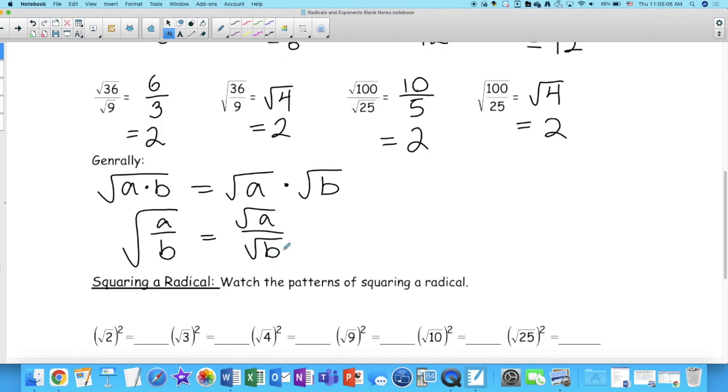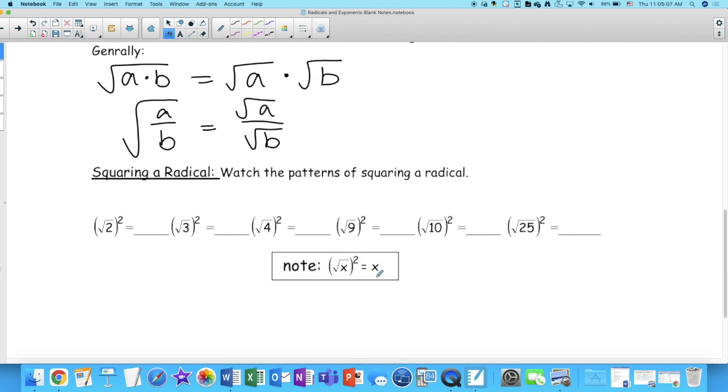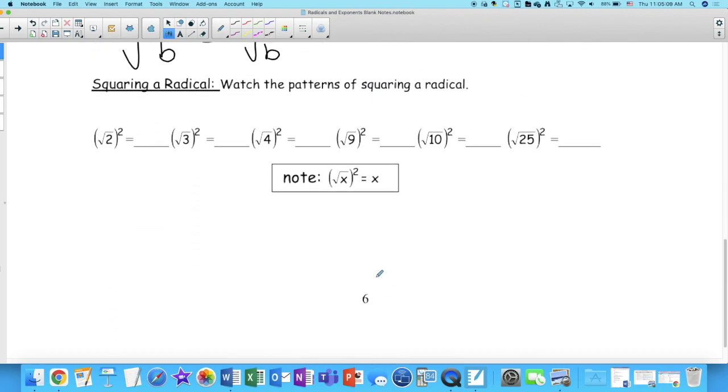Okay? All right, I also want to talk a little bit about squaring a radical. So if I take the square root of 2 and I square it, what do you think I'm going to get? That's right, because remember, these two things undo each other. So if I take a square root of something and then square it, I get back to the radicand. But even more so, based on what we just saw above, the square root of 2 squared is the same as the square root of 2 times the square root of 2. That's what it means to square something. You multiply it by itself.